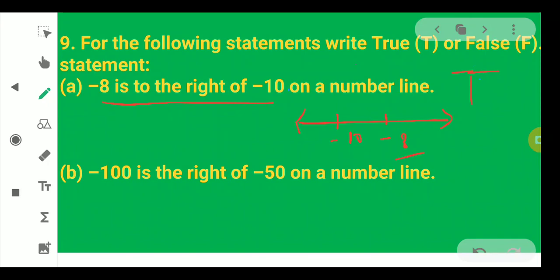Minus 100 is right of minus 50. Now on the number line, if we represent these two, minus 50 will come here and minus 100 will come somewhere here. So minus 100 is not on the right, so this is wrong. It is on the left. So this statement is false, and instead of right, we will write left. So minus 100 is on the left of minus 50 on the number line.